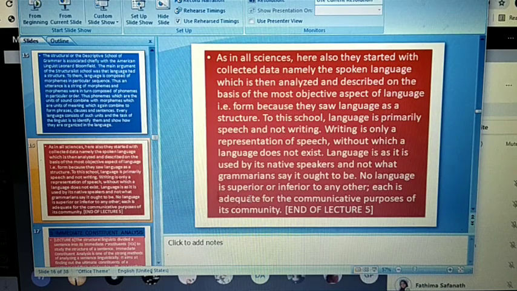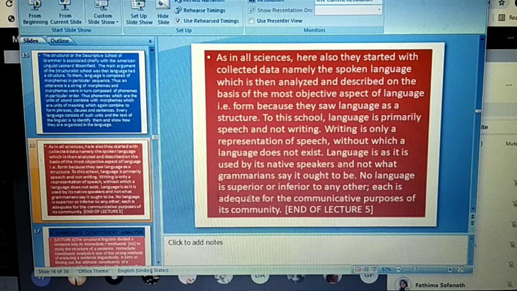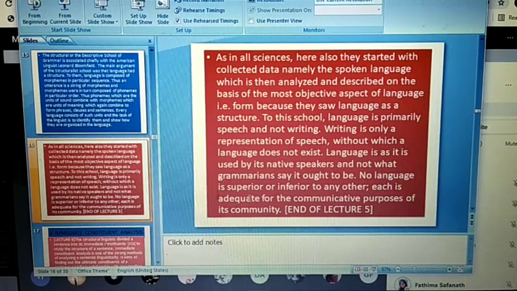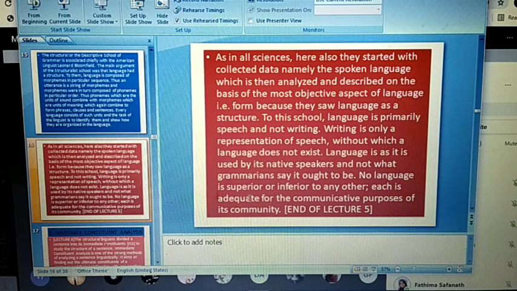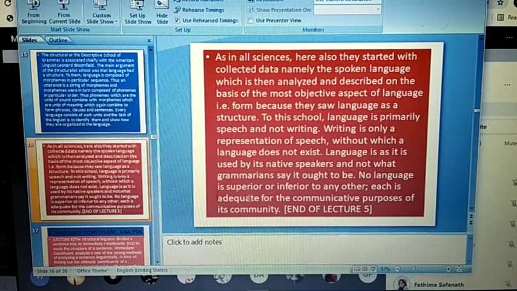To this school, descriptive school or structural school, language is primarily speech and not writing. Writing is only a representation of speech, without which a language does not exist. So remember, to the structuralists, speech is more important and writing is just a representation of whatever is spoken. Language is as it is used by its native speakers and not what grammarians say it ought to be.